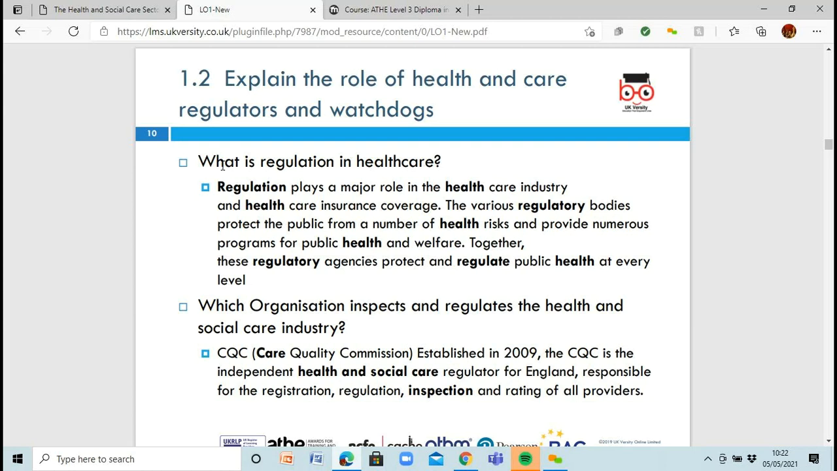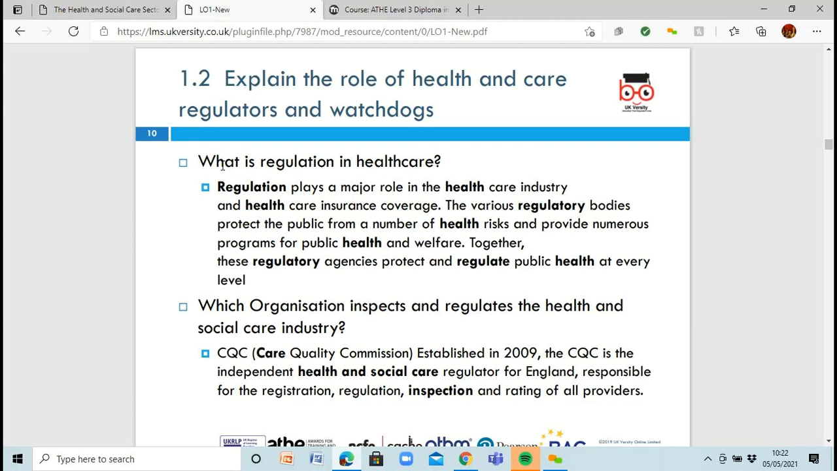and welfare. Now, all of these regulatory agencies, which we're going to go over who they are exactly, will regulate public health at every single level. It might be at a basic level from just a GP, or it might be at a specialist clinic. They're going to make sure and keep an eye on everything. So we've got what organisation inspects and regulates the health and social care industry.